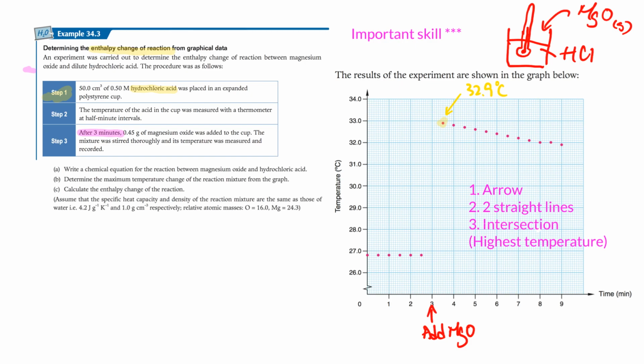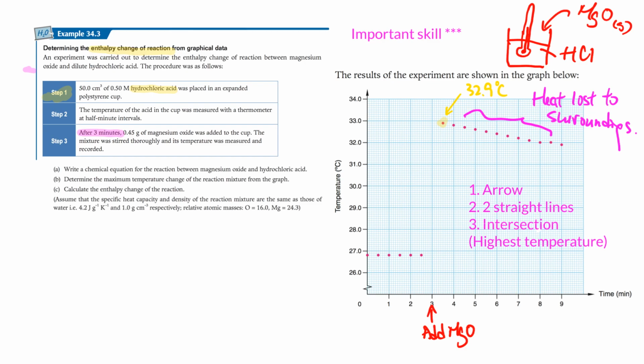So what should we do in order to find out this missing point? Basically you can see that after 3.5 minutes, the temperature of the mixture keeps going down. The reason for this is the heat loss to surroundings. So we can use this trend to estimate where the highest temperature is.